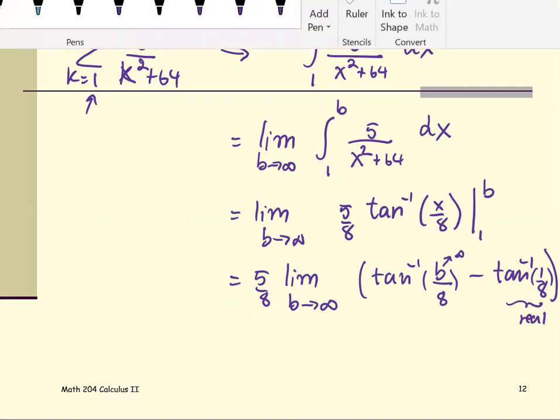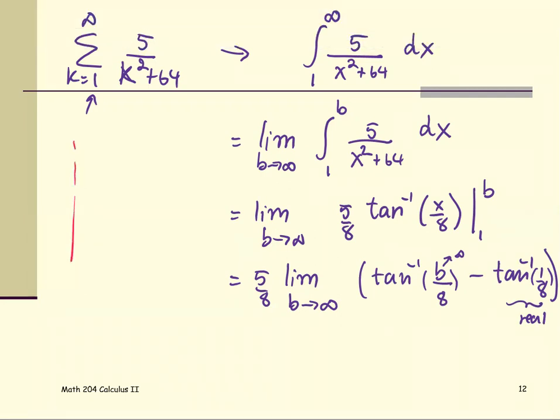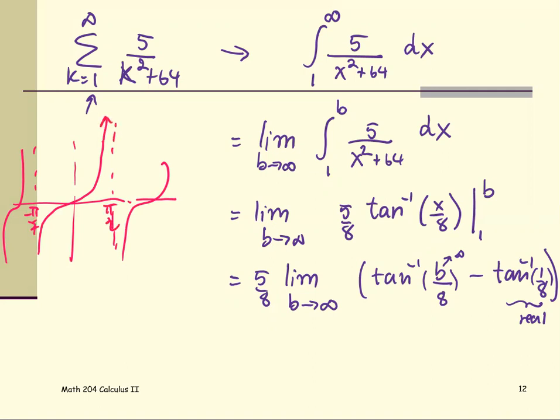If you recall the graph of the tangent, there are multiple vertical asymptotes, and the graph of the tangent will be similar to these figures. The vertical asymptotes are at the odd multiples of pi/2. As it approaches infinity, that means the angle approaches pi/2. So that tells us the inverse tangent of b/8 as b approaches infinity approaches the value pi/2.